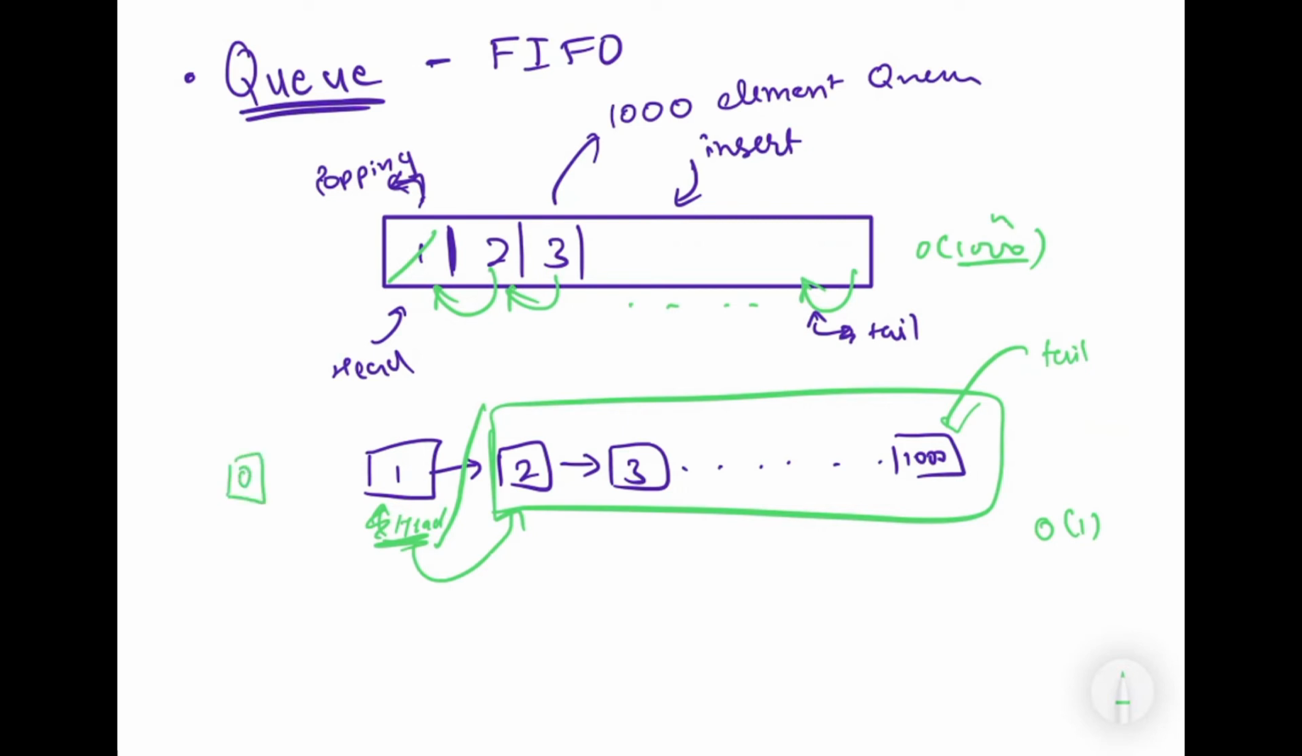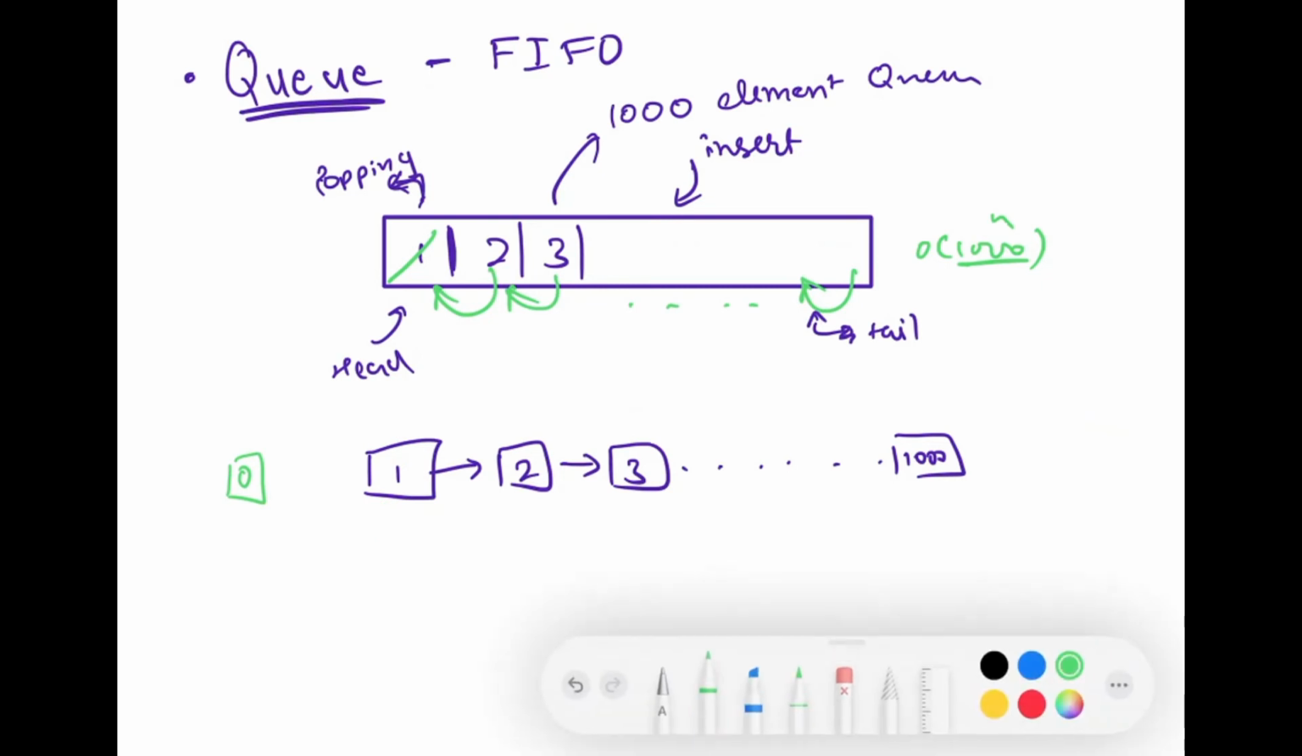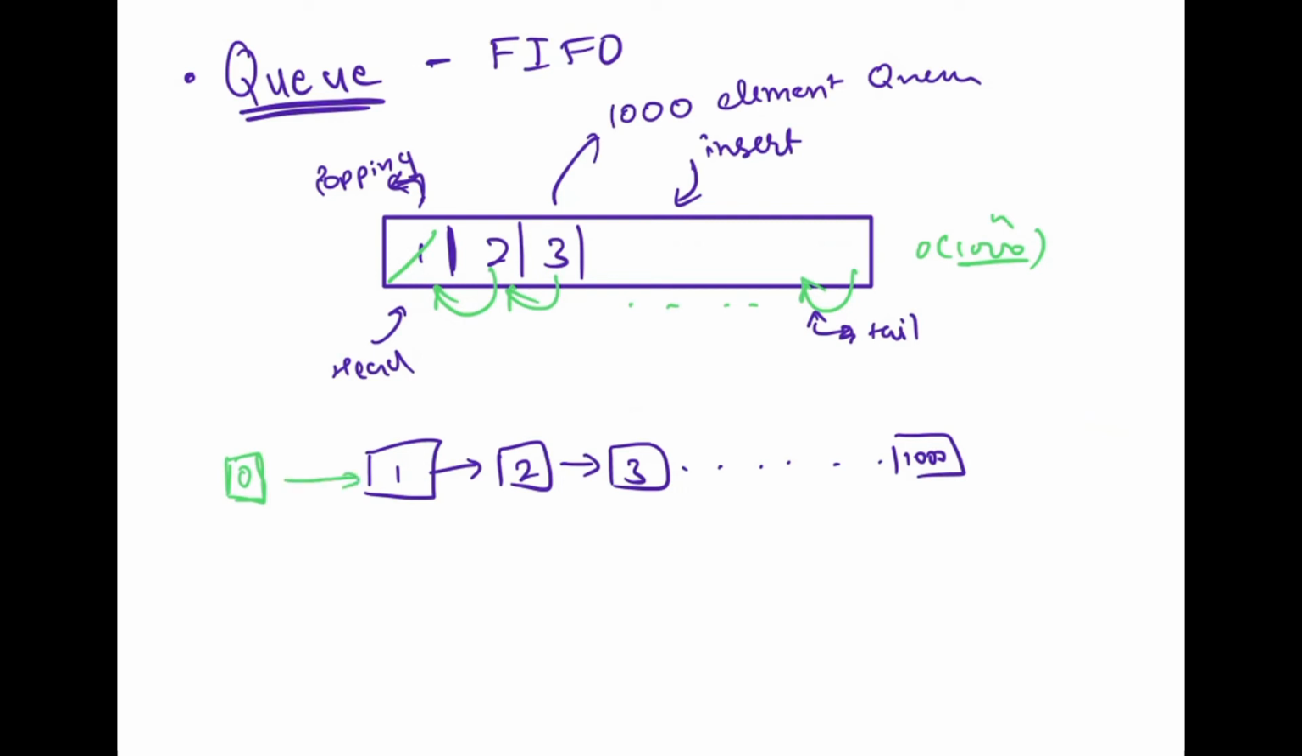If I were to insert an element, so let's remove all of it and redo the insertion operation. If I were to insert an element, let's say 0, to this queue, what I will do is create a node with value 0 and point it to the head of my linked list, and then I will update my head from 1 to 0. Earlier this was my head, and I created a node here.